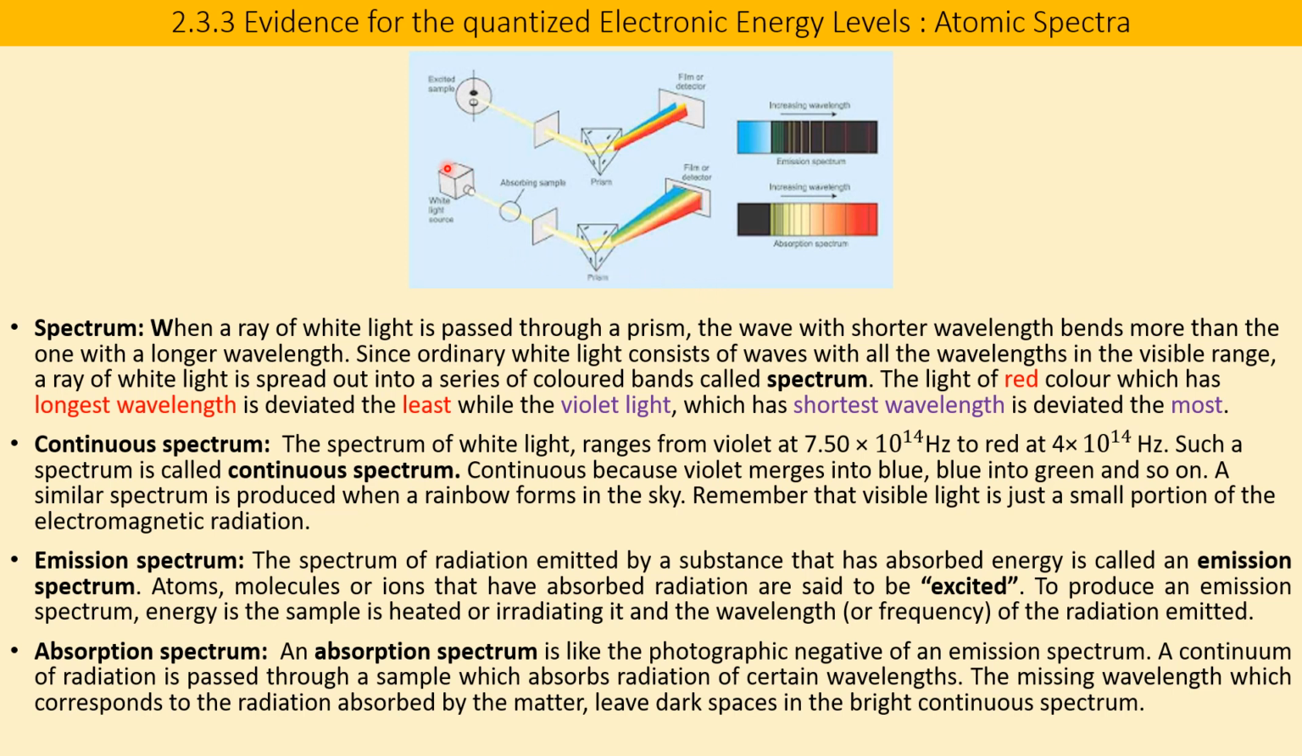Here is the unexcited atom and this is the excited atom, and here you can see the increasing wavelength. At those wavelengths it becomes dark spots, whereas this is an absorption spectrum. It is the exact negative of the emission spectrum.